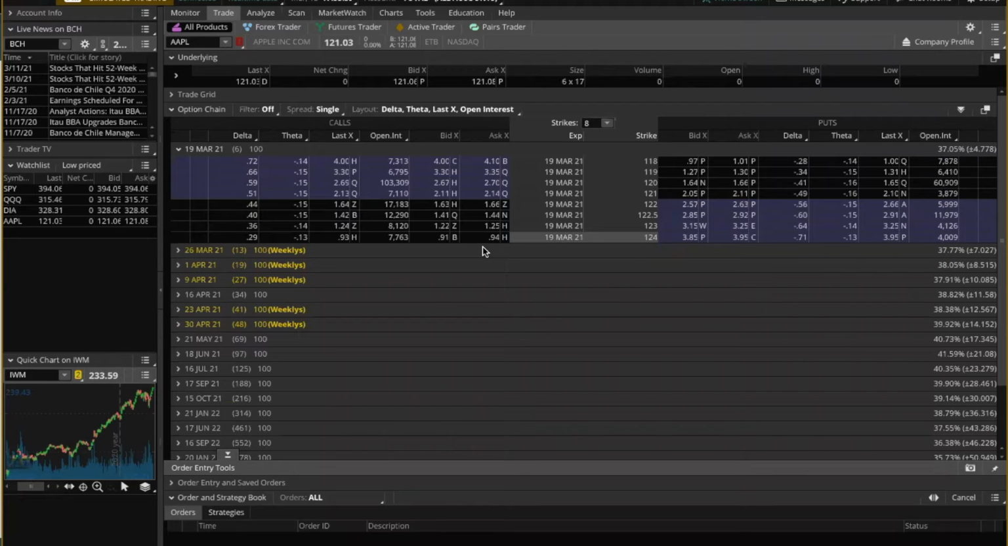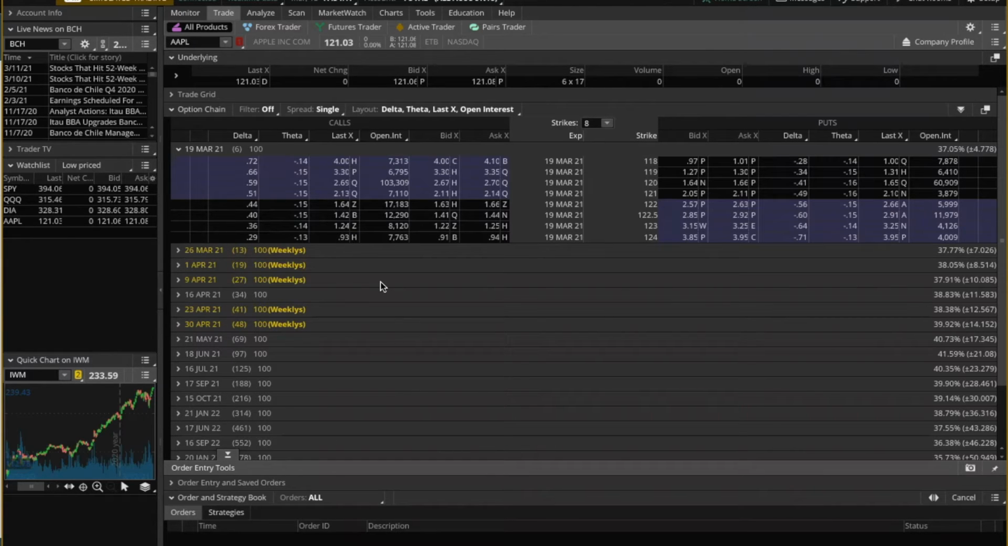So again, if you remember from the previous video, in the money is in this blue shaded area, which is any price from $0 to the current price, which is currently $121. Out of the money is the current price, so $121, and anything above 121. So 122 onward is out of the money. What we're going to do is take the 118 call for $4.10, and look at the 124 call for 94 cents. The theta is roughly 14 for the 118 and roughly 13 for the 124.